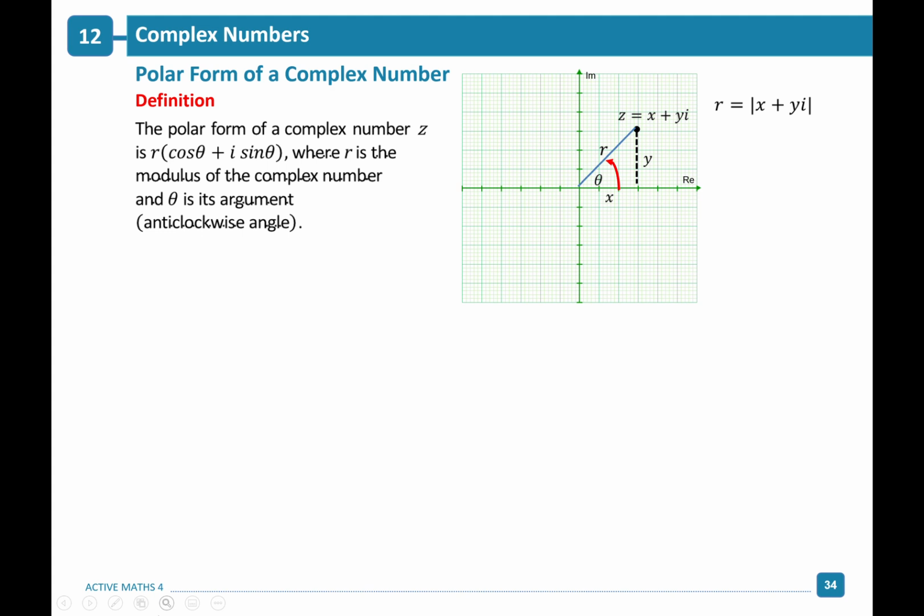To find the modulus, we find the absolute value of x plus yi, i.e. the r is equal to the square root of x squared plus y squared. And to find theta, we use tan of theta is equal to y over x, where y in this case is the imaginary value and x is the real value of your complex number.